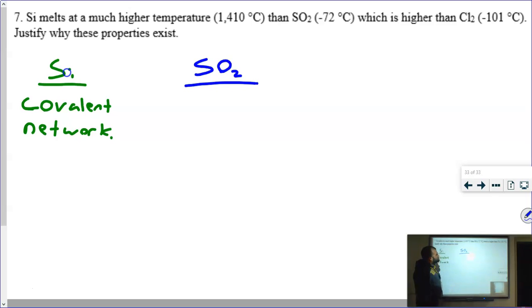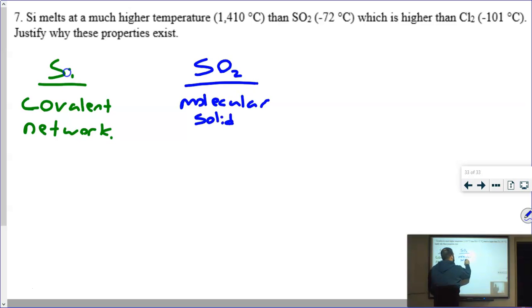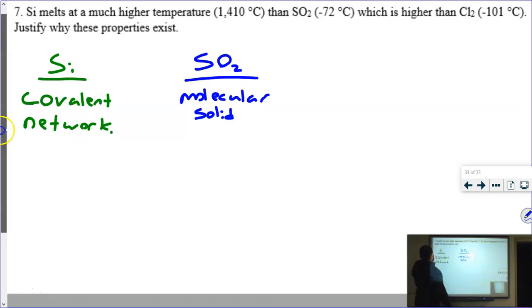Sulfur dioxide, what type of solid would this be? Well, it's nothing but nonmetals. This is a molecular solid. Okay. Well, it's molecular, but what kind of intermolecular forces would it have?